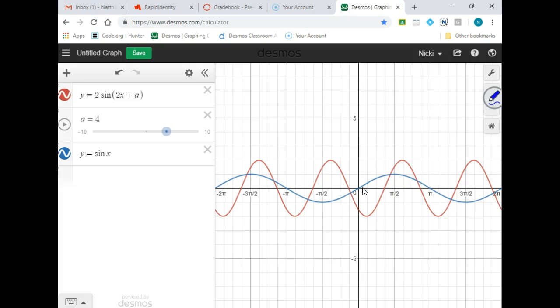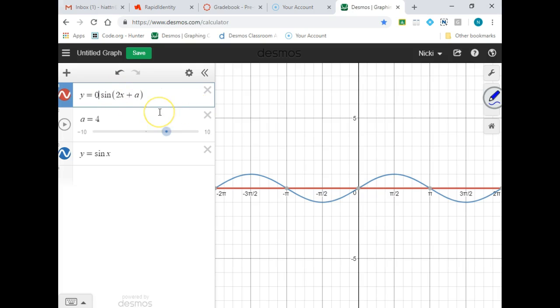Questions? It cannot, because if you had a 0 right here, watch what would happen. It just turns into a flat line, because 0 times all this sine stuff right here is 0. So it would just be the line y equals 0. If there's nothing there, it's like there's a 1, so the amplitude is 1. Okay, so if you don't have anything there, it would be 1. Good question.